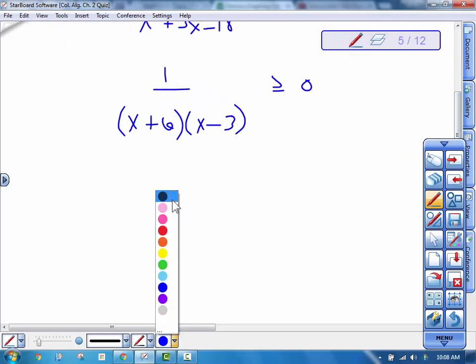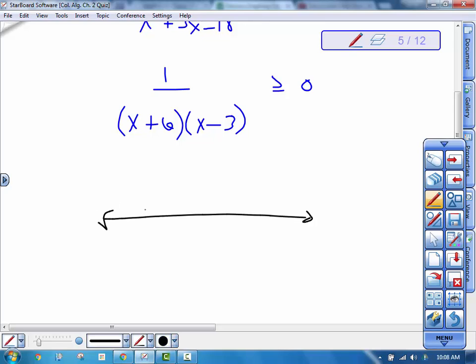And now we can make a sign chart. We can do this for any inequality that we have, where we're going to put the undefined points on there, -6 and 3. These are both undefined.